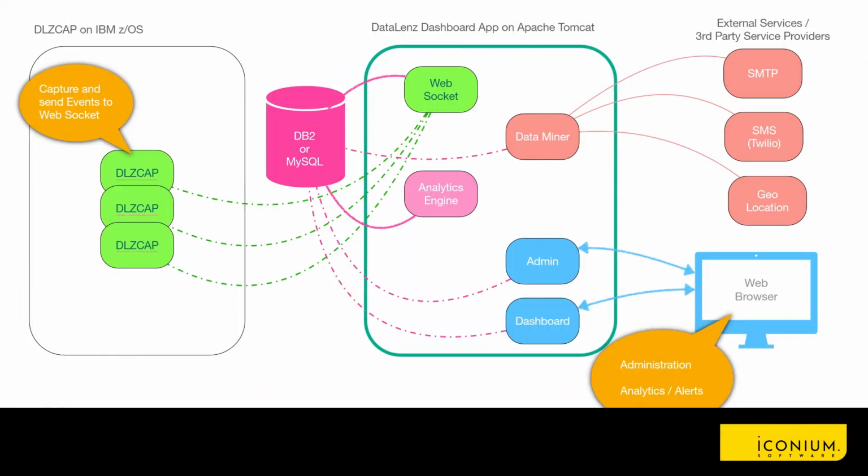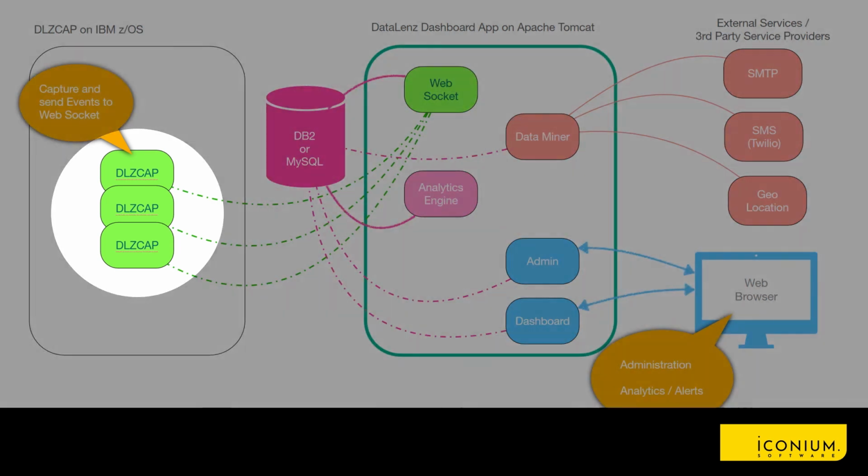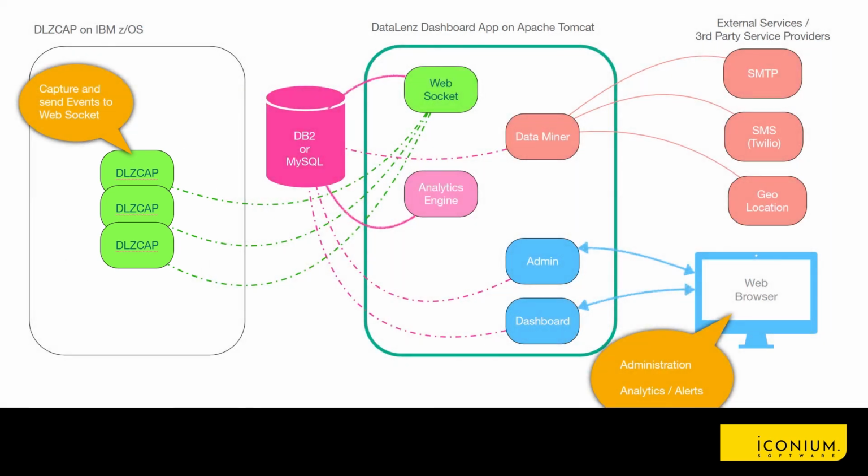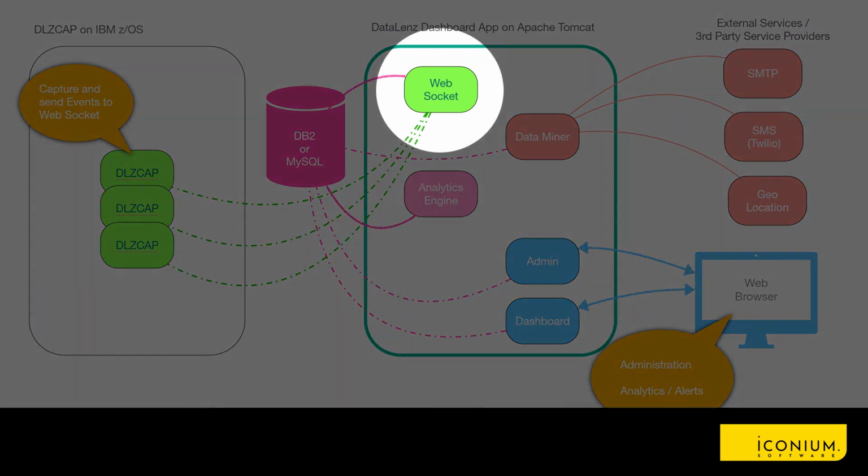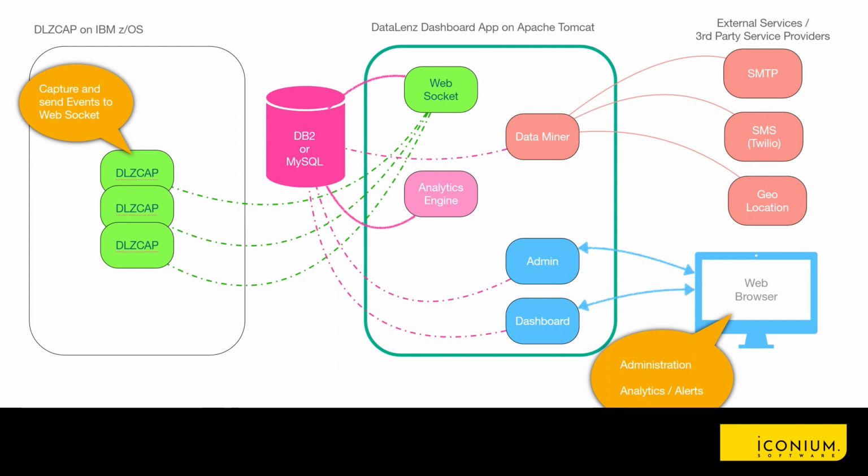We'll just briefly look at how DataLenz would actually operate in your environment. So this is the architecture. We have a process called DLZ cap, a capture task. It runs as a started task, written in Java, that runs under z/OS. There is one for each LPAR. Only one of these will talk to a database where we record the events that we're capturing. The DLZ cap captures and sends events to a WebSocket that is running over here.